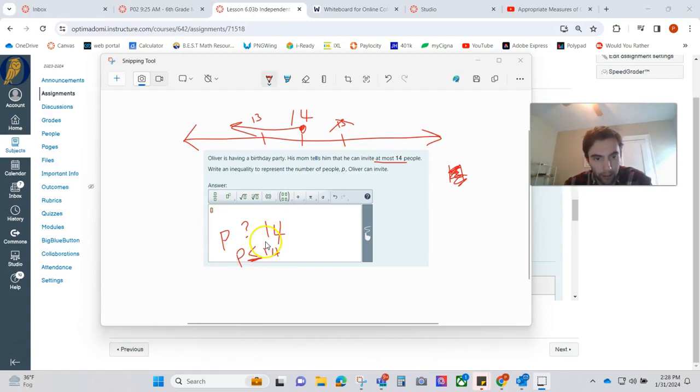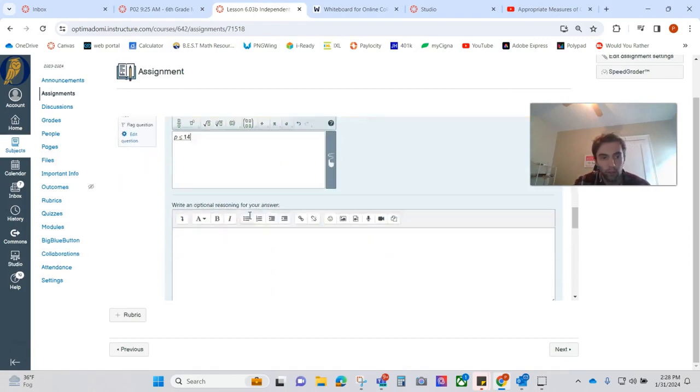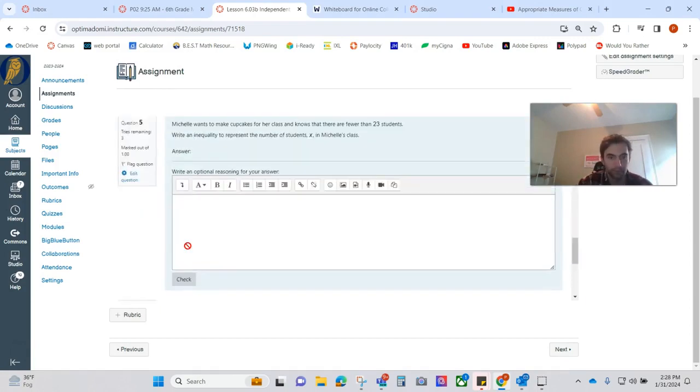So we got P is smaller than or equal to 14, because Oliver could invite 14 people or any number smaller than 14. So P is smaller than or equal to 14. P, then I gotta click this little arrow, smaller than or equal to 14. Check.